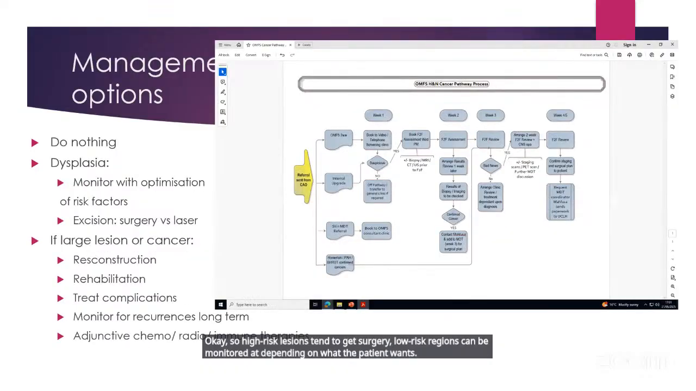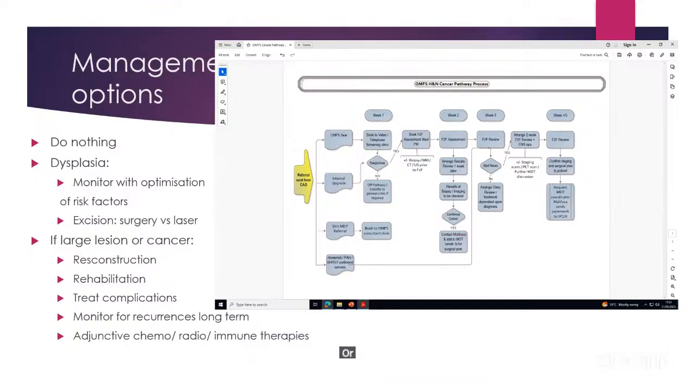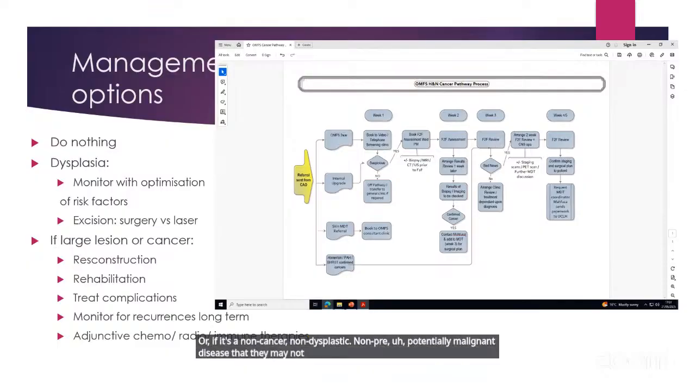Okay. So in terms of our management options, there's always something you can do: nothing. And that can be either the patient's choice, or if it's a non-cancer, non-dysplastic, potentially malignant disease, that they may not need any treatment.